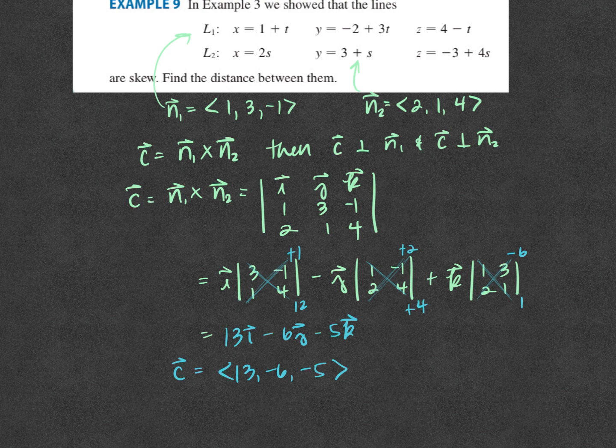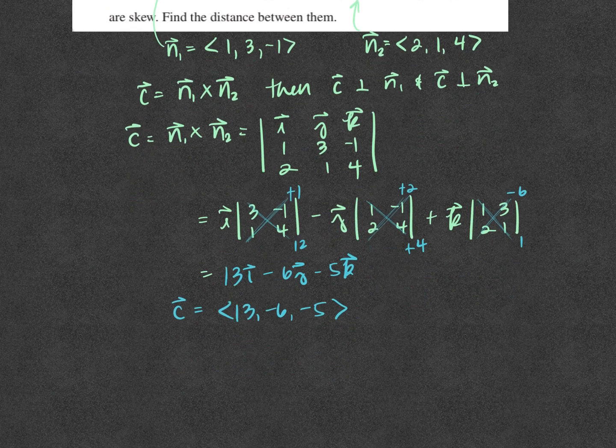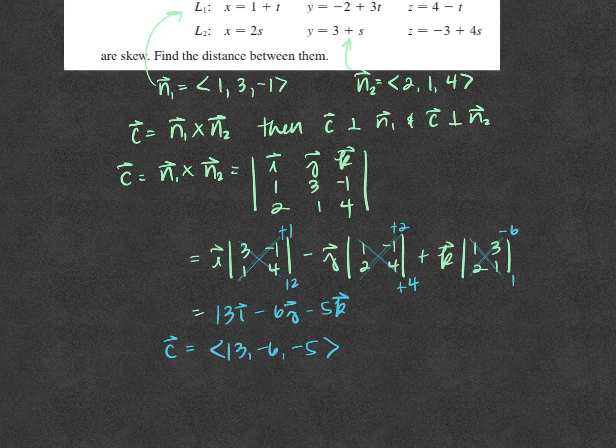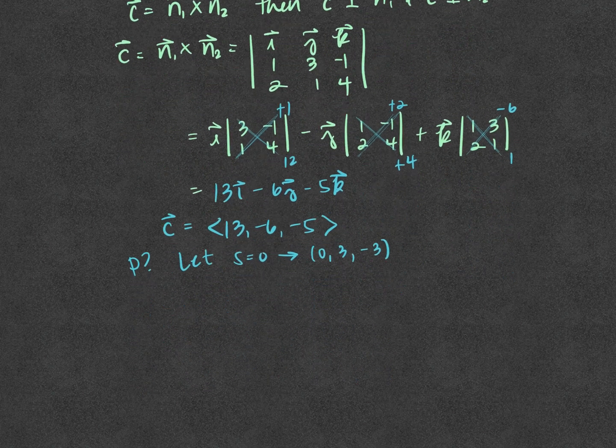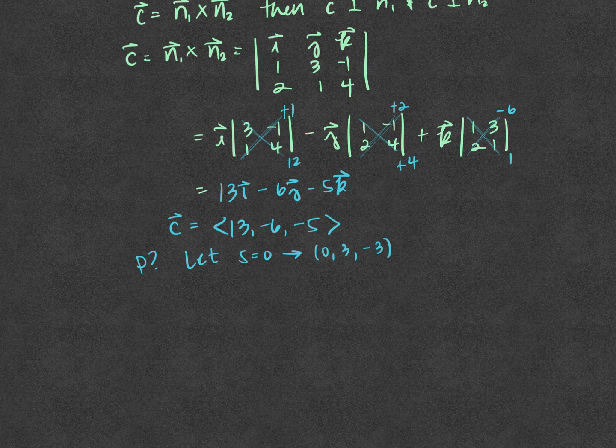Now we also need a point. We need a point on one of the planes. So you could let t equal 0 or anything else, or s equals 0 or anything else. So I'm going to let s equal 0 to find my point, and I'm going to be looking at the bottom here. So for point P, let s equal 0. And when I do, x equals 0, y equals 3, and z equals -3. So then I have a point and I have a normal vector.